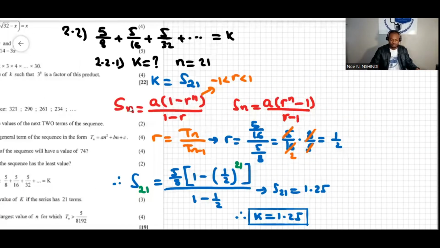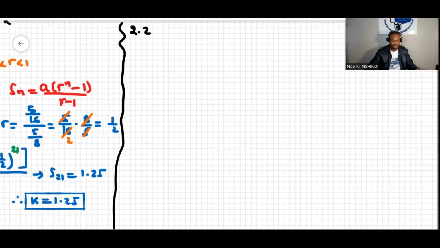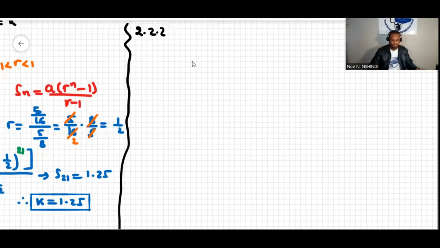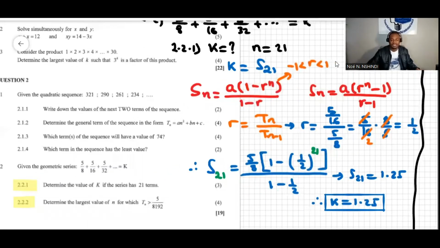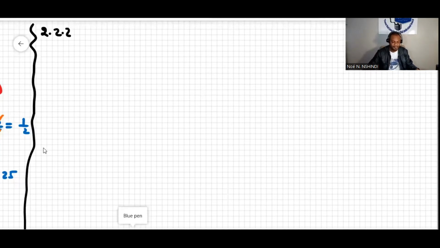I'm going to move my board over here. Let's see, 2.2.2. Over here, the question says determine the largest value of n for which Tn is greater than 5/8192. So now moving on, we are looking for n, if Tn is greater than 5 over 8192.